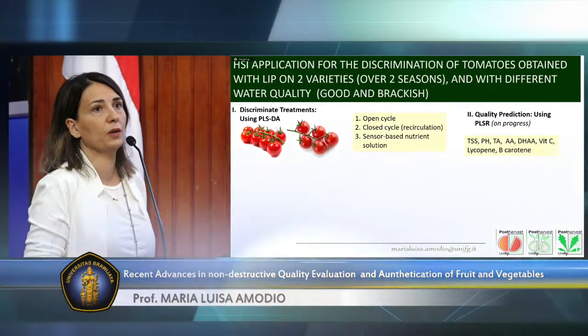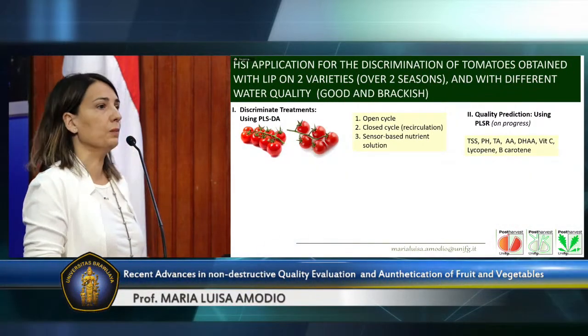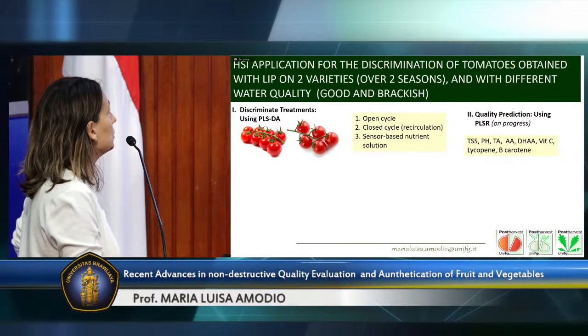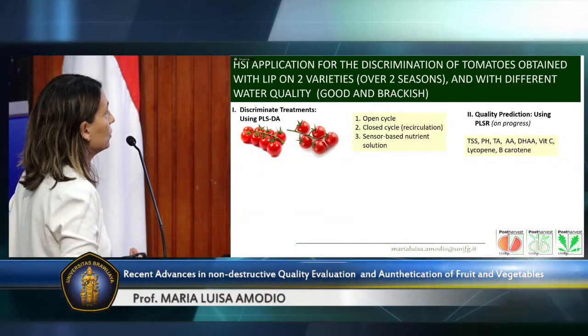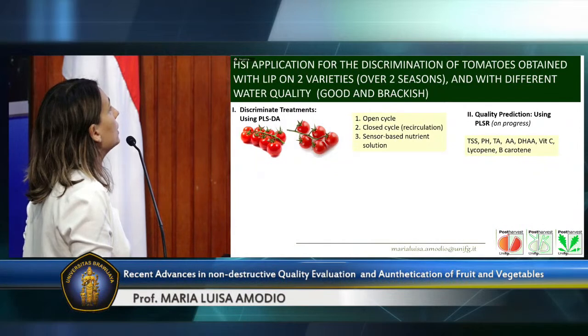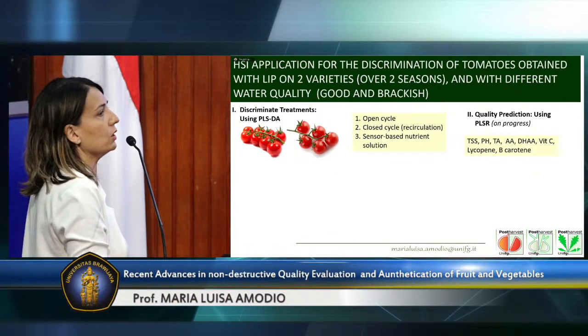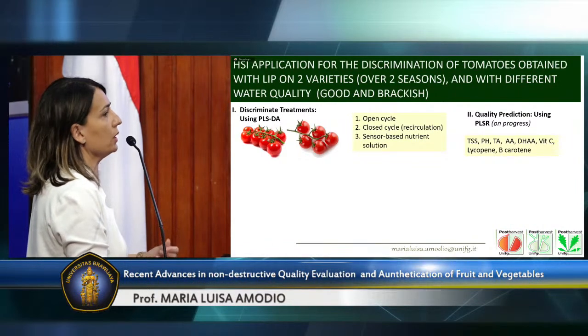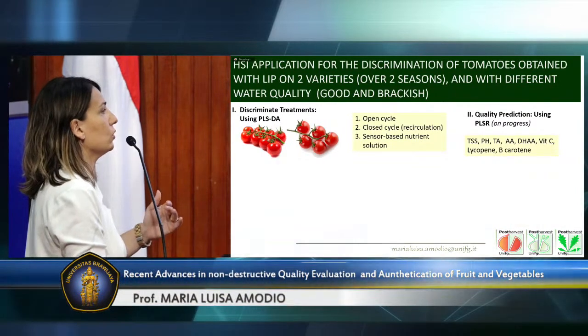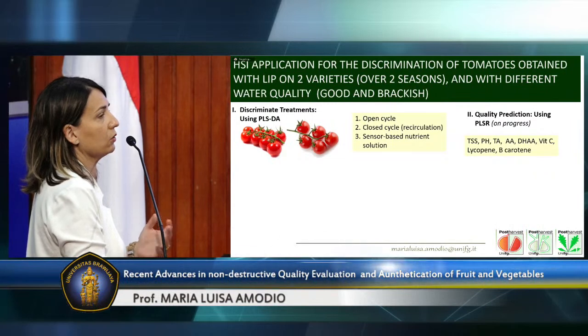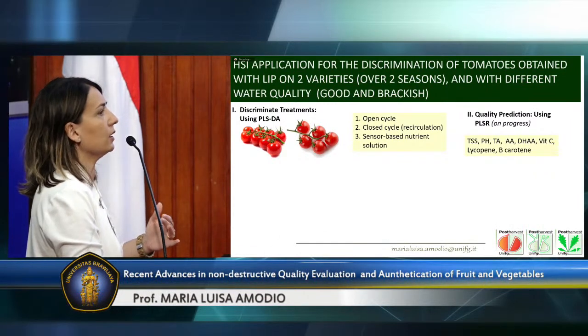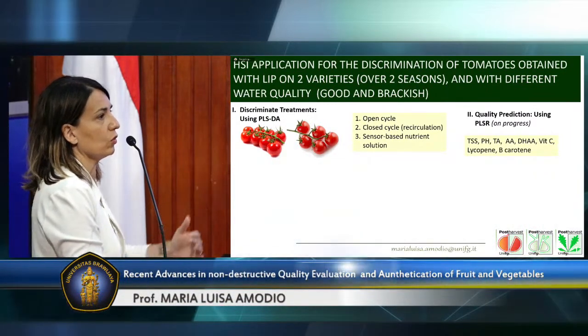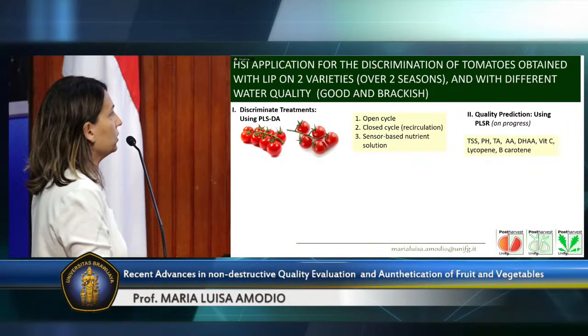So in the sensor-based, the nutrient solution was adapted to the need of the plant. In the closed system with the recirculation, for instance, there was some sensor of water content and also some conductivity sensors. So when for instance, the saline concentration was too high, they recirculated the water.